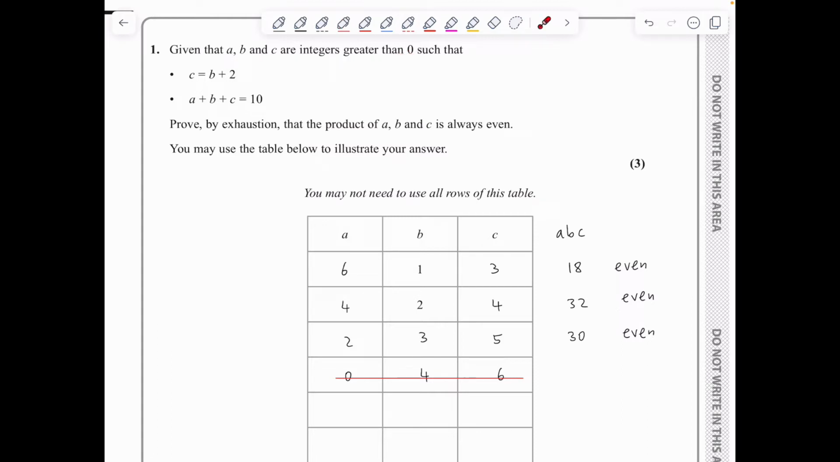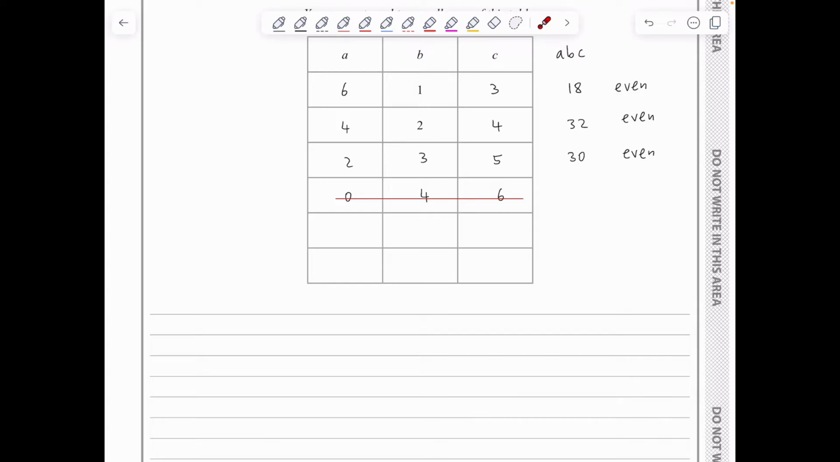Please note that you need to cross out this line in your answer to claim all the marks, and all we're missing is a conclusion to sum up everything we have found here. So to write the conclusion, it's simply copy-paste whatever the question was telling us to do. So we conclude that the product of a, b, c is always even as required.